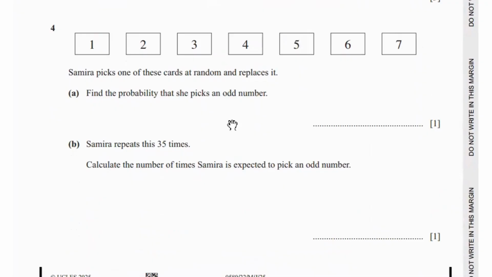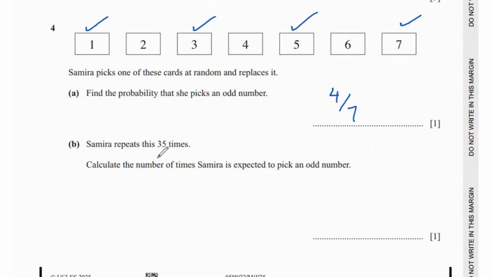And it says Samira picks one of these cards at random and replaces it. Find the probability that she picks an odd number. So odd numbers are 1, 3, 5, and 7. So there are 4 odd numbers. So 4 out of 7 is the probability of picking an odd number. And since she's replacing it back, that means the total number of cards will not change.